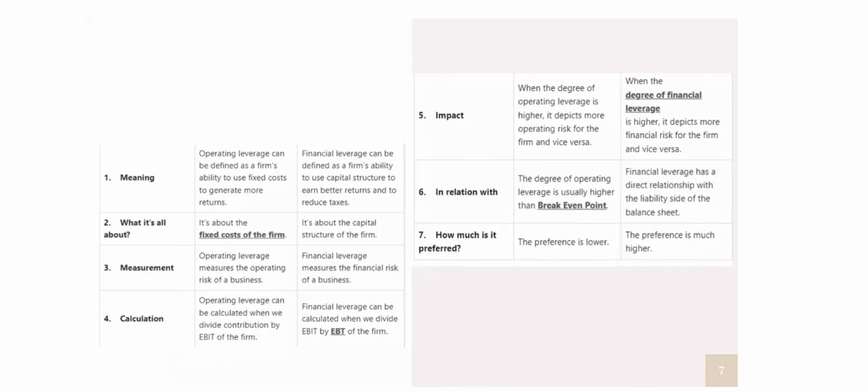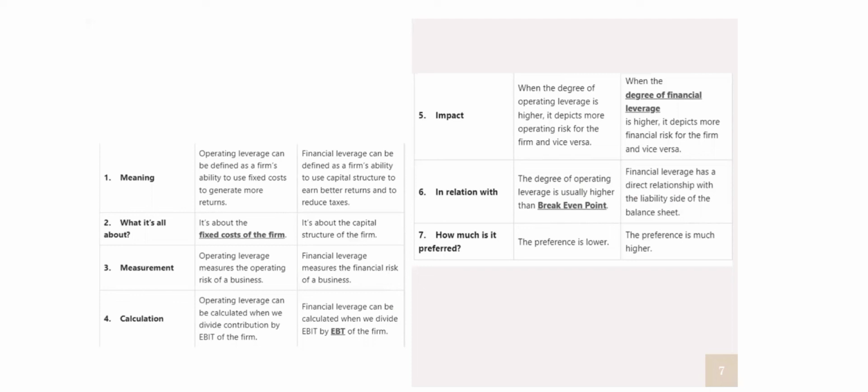This is the comparison between operating leverage and financial leverage. The first, in terms of meaning, operating leverage can be defined as a firm's ability to use fixed costs to generate more returns. Meanwhile, financial leverage can be defined as a firm's ability to use capital structure to earn better returns and to reduce taxes. And what is it all about? Operating leverage is about the fixed cost of the firm, and financial leverage is about the capital structure of the firm.